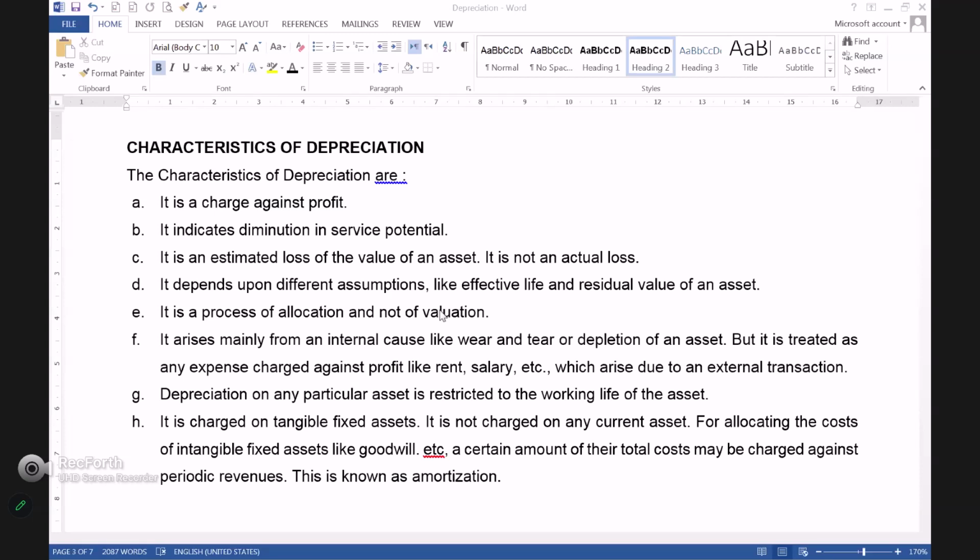It is charged on a tangible fixed asset. Tangible means visible to your eye, you can touch and identify. It is not charged for any other current assets. Current assets mean those useful for less than 1 year. For allocating the cost of intangible assets, like goodwill, a certain amount of their total cost may be charged against the periodic revenue. This is known as amortization. So we can understand this thing.